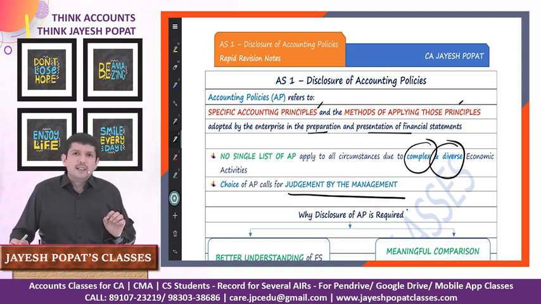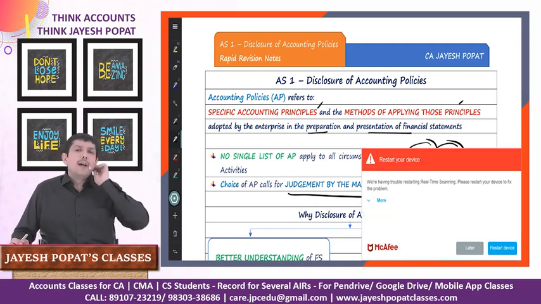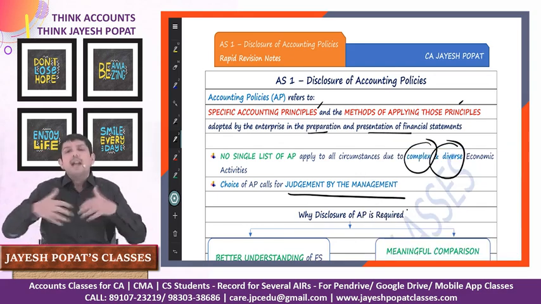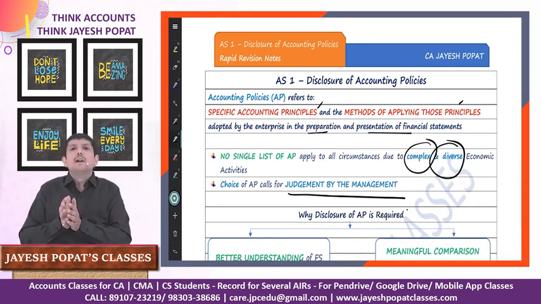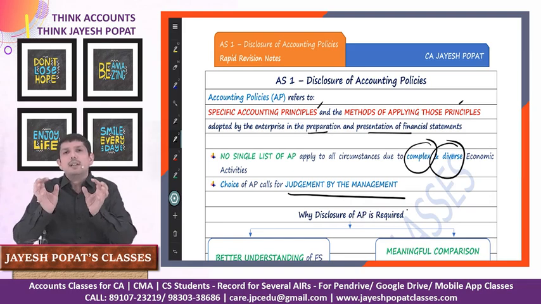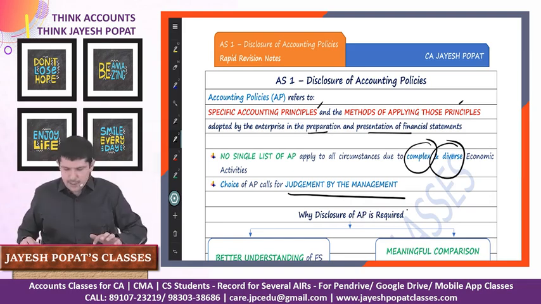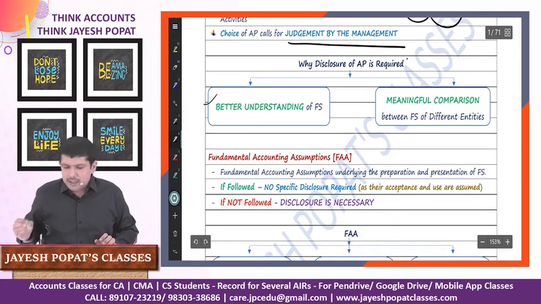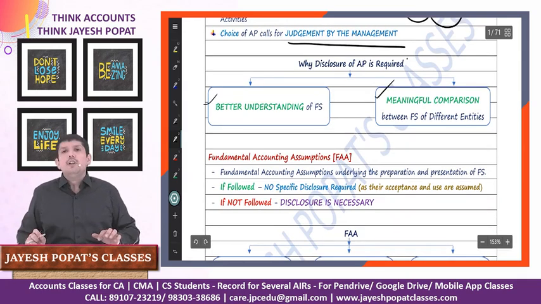For example, accounting standard 2 gives an option that either you can choose the FIFO method for valuation of inventory or you can follow the weighted average method. So now the management will have to determine what is the consumption pattern of their inventory, and based on the consumption pattern of their inventory, they will have to make an appropriate accounting policy. Now, why do we disclose accounting policy? Already covered: better understanding of the financial statement and meaningful comparison.